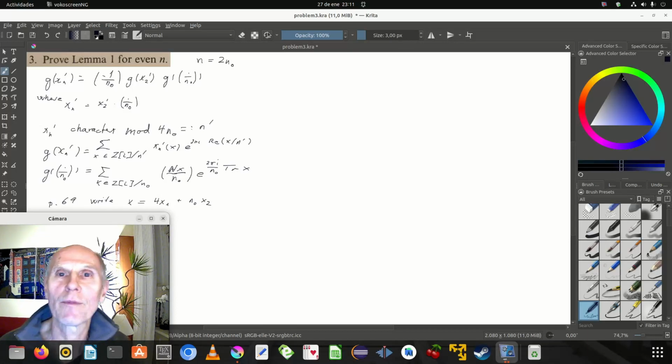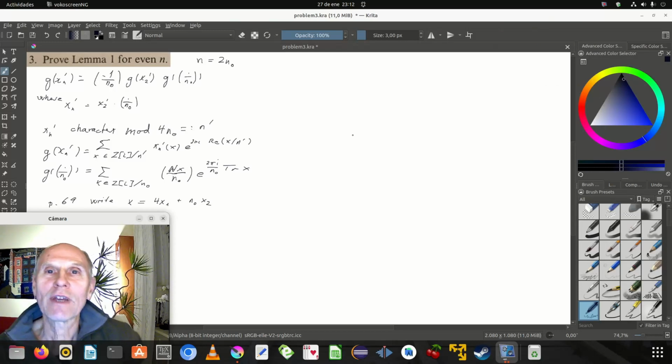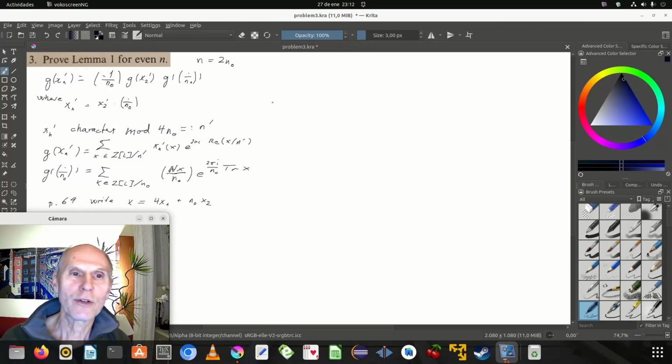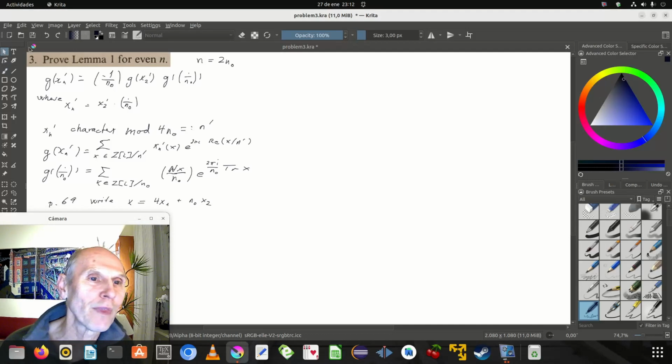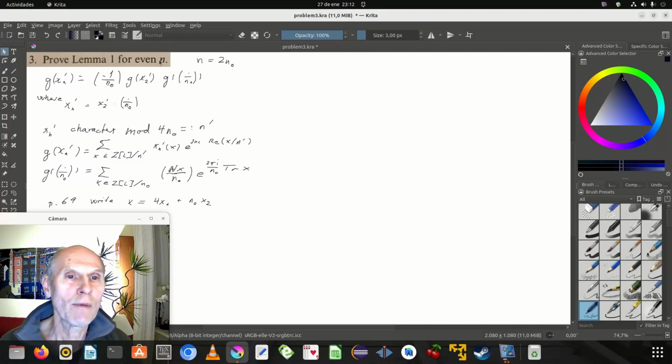Good evening, January 27th, and it's late night. On the other hand, I just felt like solving problem 3, so let's see if I can do it. It's to prove lemma 1 for even n, with the odd case treated in the text.